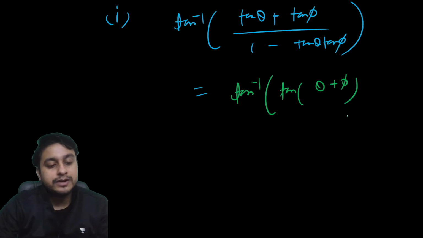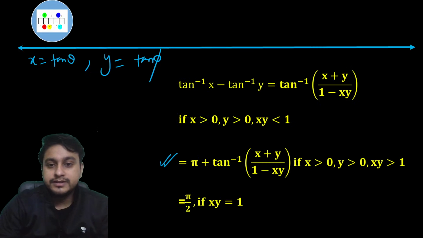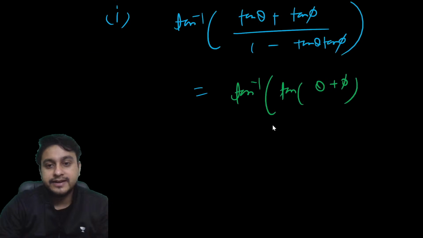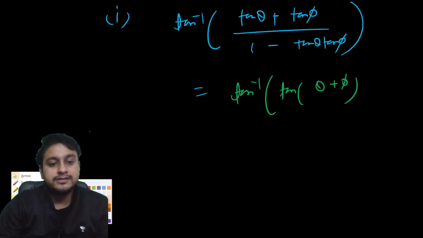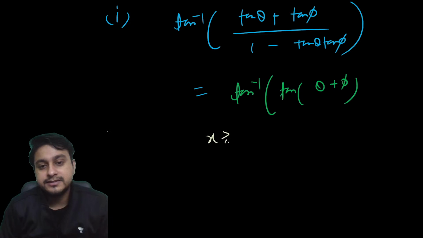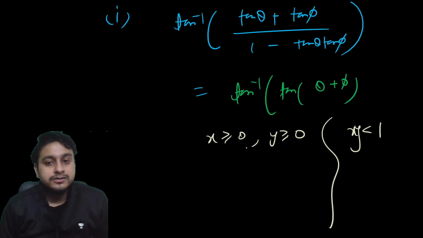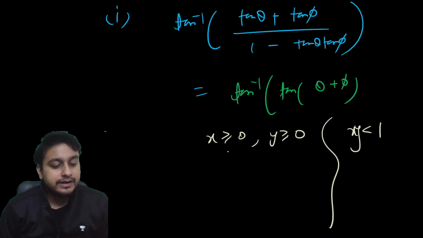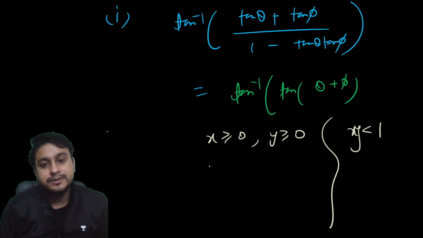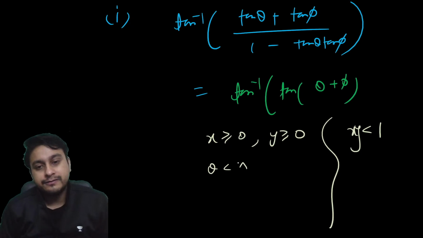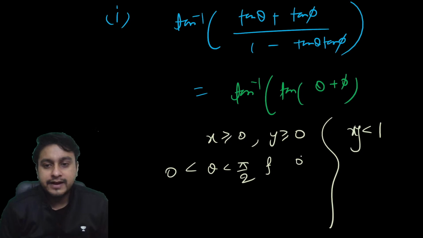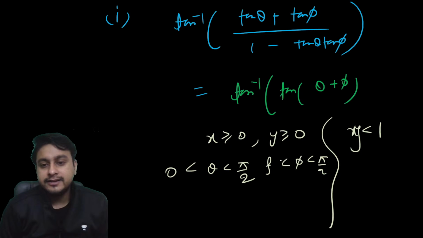Now let's look into this one carefully. What is the thing here? If you look into this, xy greater than 0, xy less than 1. xy greater than 0 means x is greater than 0 and y is greater than 0, and xy is less than 1. That's the condition. Let's look into that. So this means what? Tan theta is greater than 0, which means theta is between 0 and 90, we've done it time and again now, and your y, obviously phi, is also between 0 and 90.